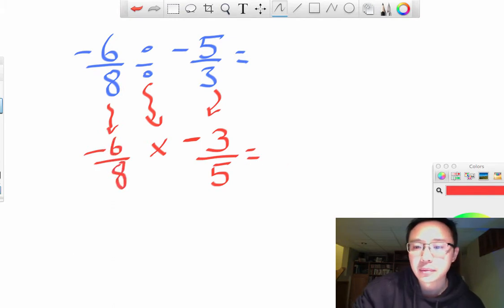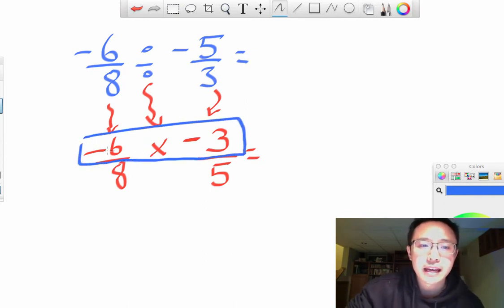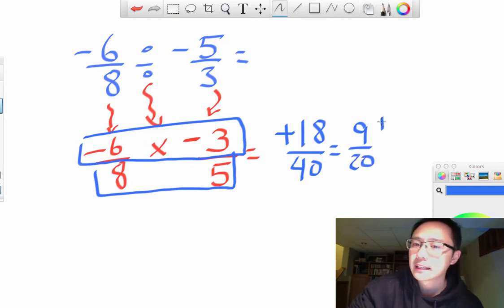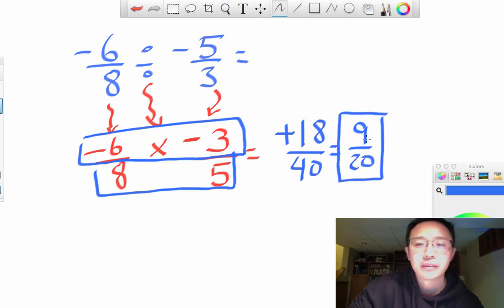Since this is a multiplication question, the same rules apply. You multiply across. Even though you have negative signs, you know that a negative times a negative is a positive. 6 times 3 is 18, and then 8 times 5 is going to be over 40. And you can reduce this to, I think, 9 over 20. And I think that's it. So this is your reduced simplified form.